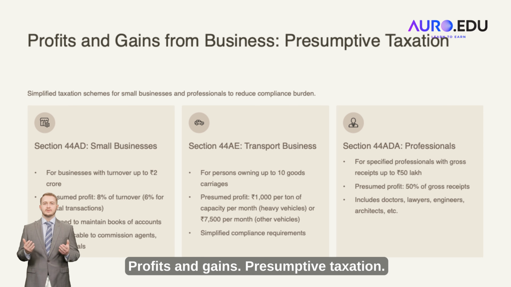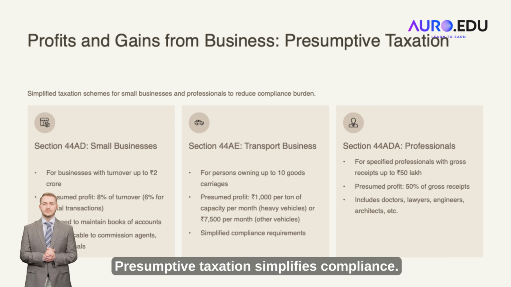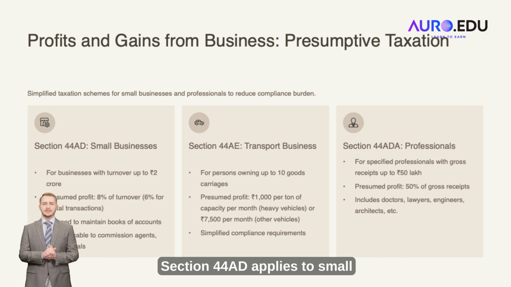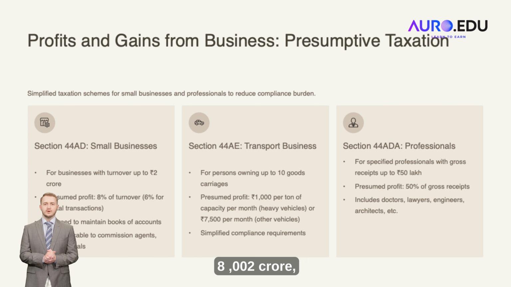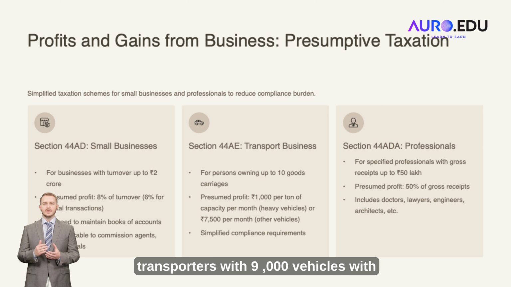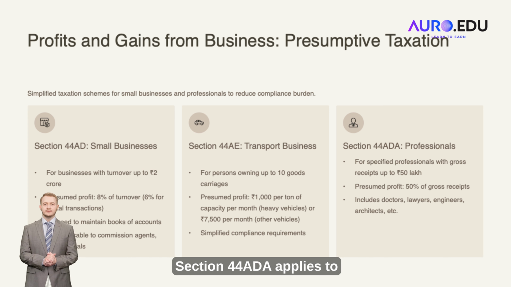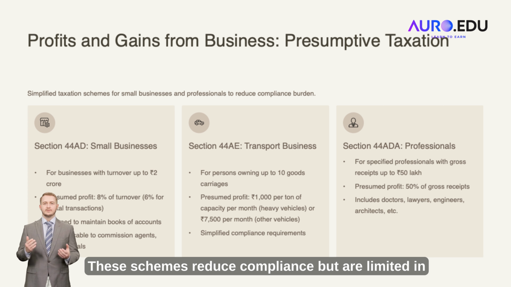Profits and gains, presumptive taxation. Presumptive taxation simplifies compliance. Section 44AD applies to small businesses with turnover up to 2 crore, taxing 8% of turnover, 6% for digital. Section 44AE applies to transporters with up to 10 vehicles, with fixed presumptive profits. Section 44ADA applies to professionals like doctors and lawyers, taxing 50% of receipts. These schemes reduce compliance but are limited in scope.